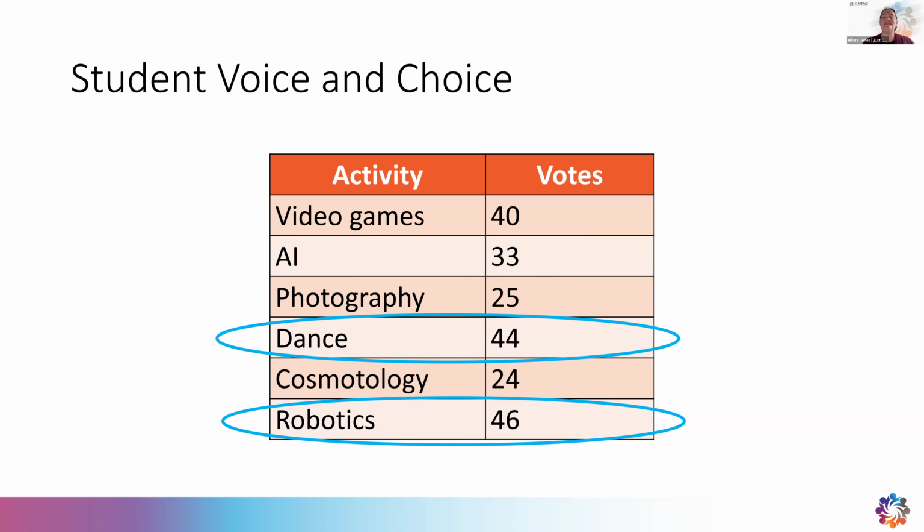Yes, thank you. And so what do our results tell us about our students? Well, we've got two very different types of things that got the top votes. We've got dance and we've got robotics. I also am noticing that number 3 was video games. I can see a very close link between video games and robotics.